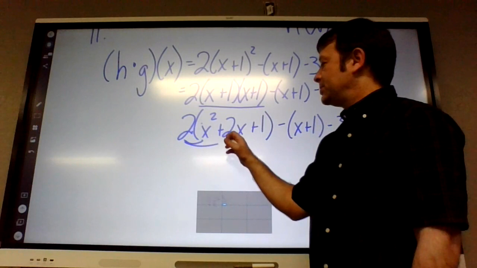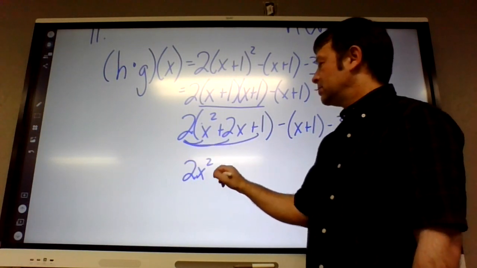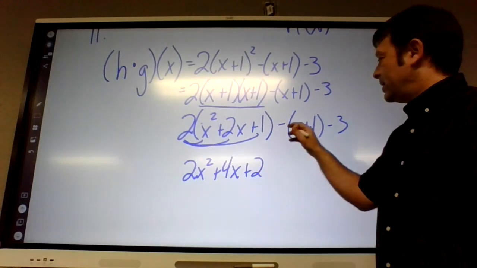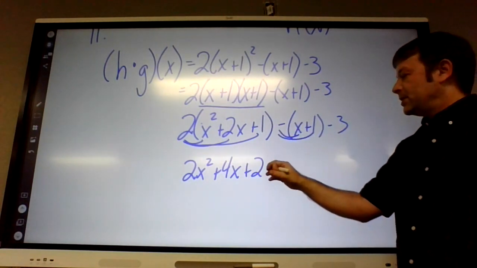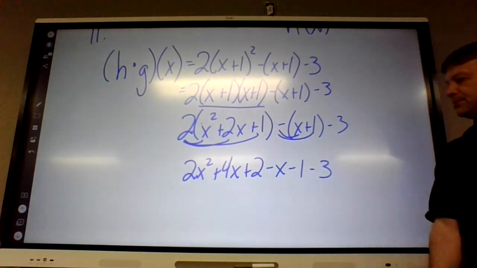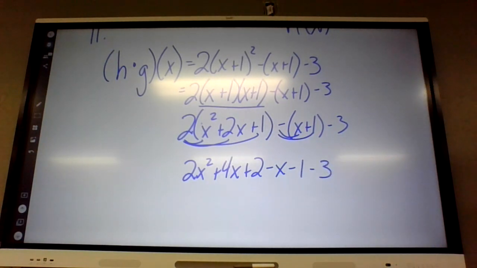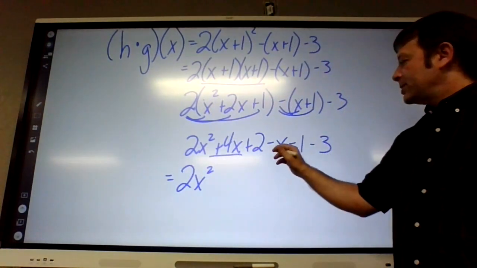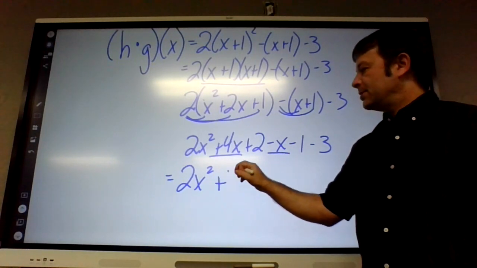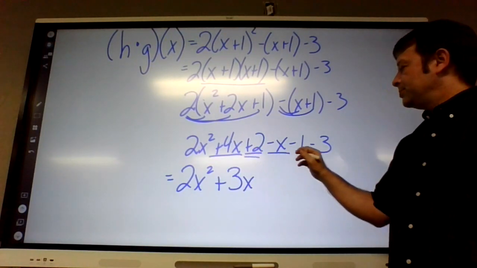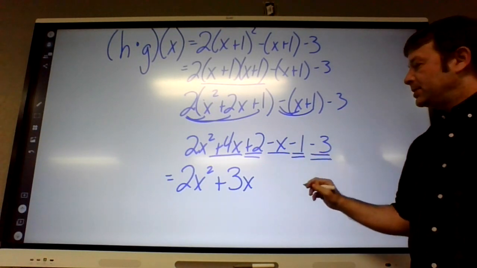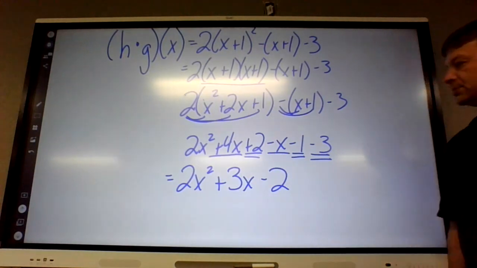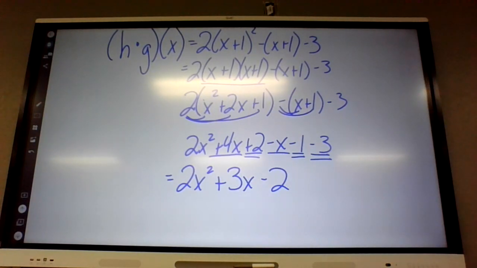And now I'm going to distribute the 2. And also I'll distribute the minus on that. So it's minus x minus 1. And put the like terms together. 2x squared, I got 4x minus x is 3x, and plus 2 minus 1 minus 3 is minus 2. 12 is actually a lot easier than that one.